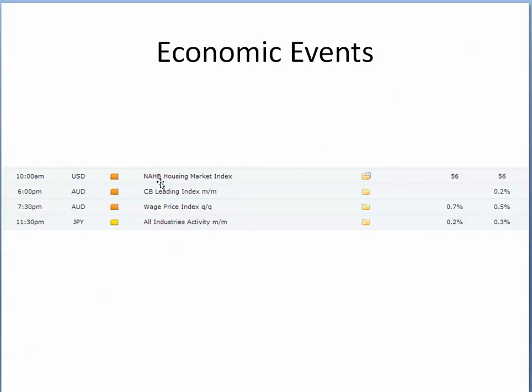At 6 p.m. Eastern, we have the CB Lending Index coming out of Australia, and also at 7:30 p.m. Eastern the wage price index, coming out of Australia as well. We're going to end the day with final news from Japan, at 11:30 p.m. Eastern Time, all industries activities.